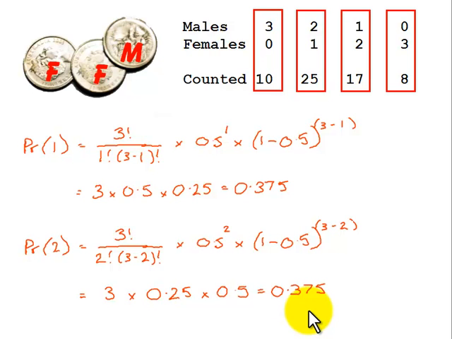Now at this point, you can see there's a bit of symmetry going on here, and the outcome here is very similar to the outcome there, with just the 0.5 and the 0.25 switched around. And that is the case whenever the probability of success and failure is equal at 0.5 or 50%. So once I've worked out the probabilities for 0 females and 1 female, I can actually just write in the other two, because the chance of 1 male and 2 females will be 0.375, as I've just shown you, and the chance of no males and 3 females will be the same as the chance of no females and 3 males, or 0.125.